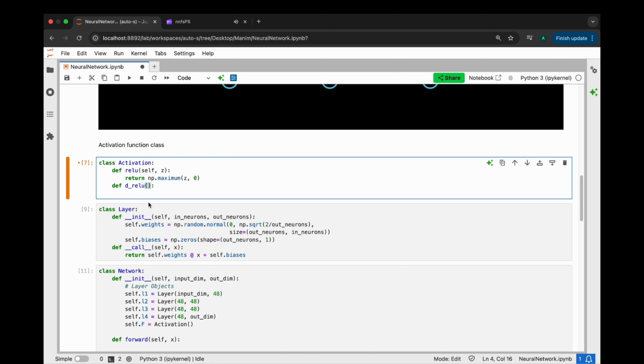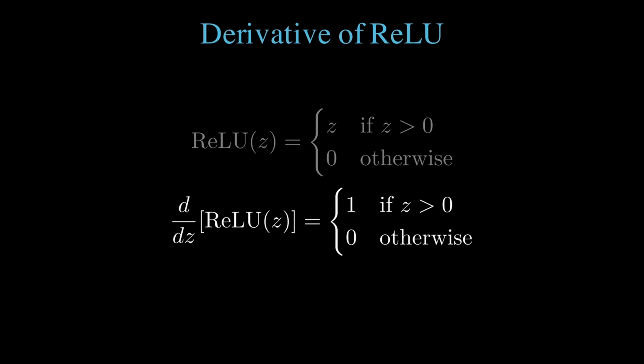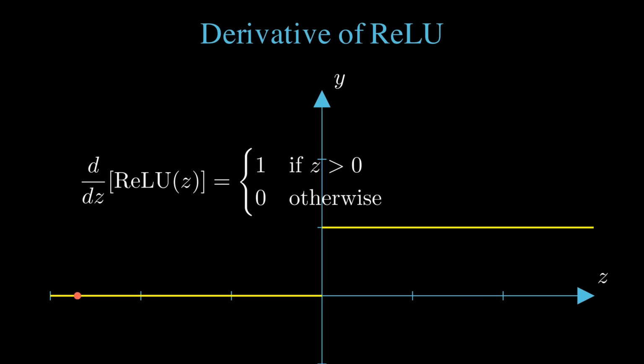We need this derivative as it ends up popping up when we do our chain rule in backpropagation. The method itself is pretty straightforward to code. If our input is positive, then our derivative is 1. Otherwise, the derivative is 0. And this is due to the fact that the ReLU function is a piecewise function.